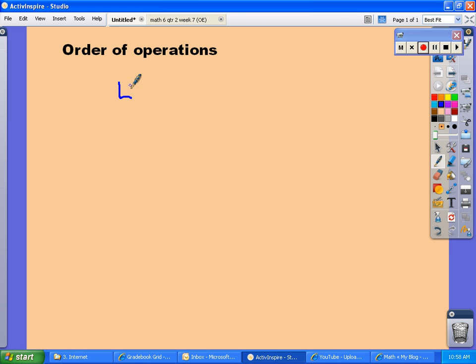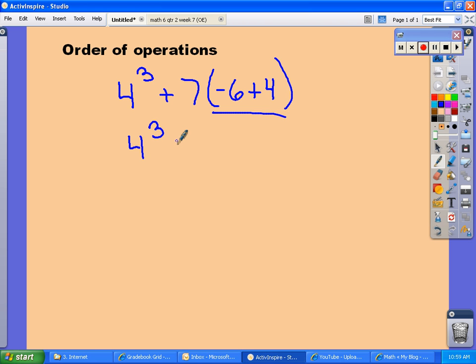4 cubed plus 7 times negative 6 plus 4. Okay, do what's in parentheses. Negative 6 plus 4. So I'm going to rewrite 4 cubed plus 7 times negative 2. Okay, now I'm going to do my exponent. 4 times 4 times 4.